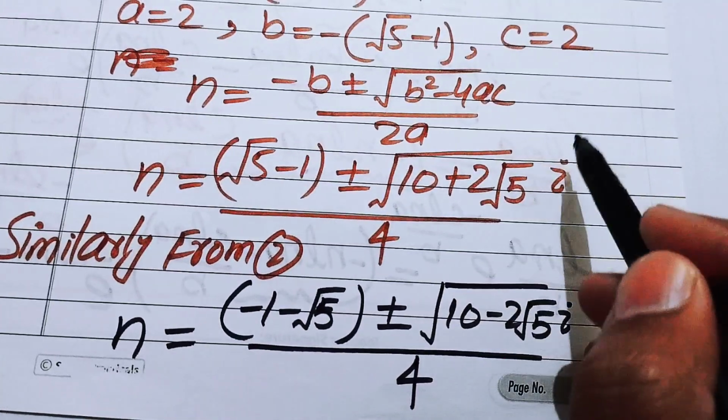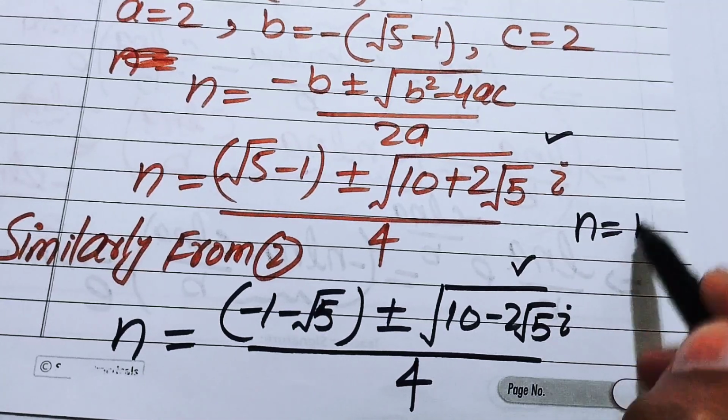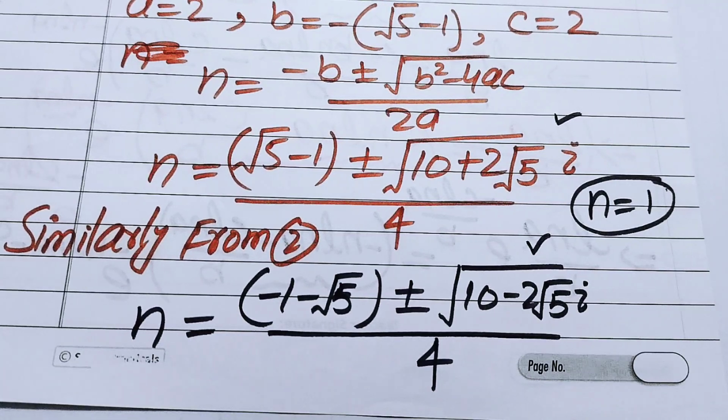So these are the four roots, these are the two roots and two, total 4, and our fifth root is n = 1. So these are the total 5 roots of the given question, and this is the final answer.